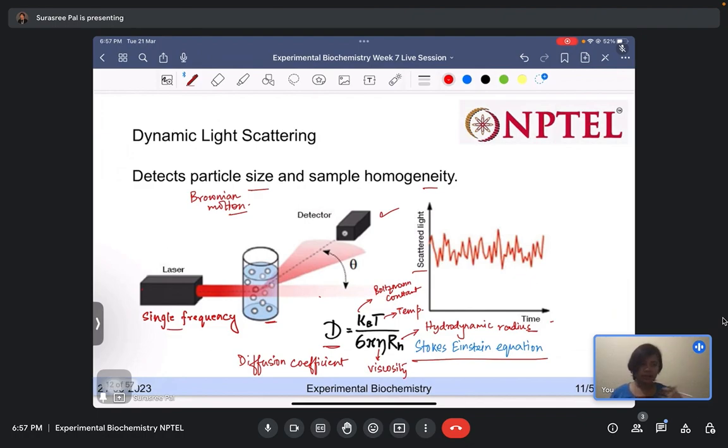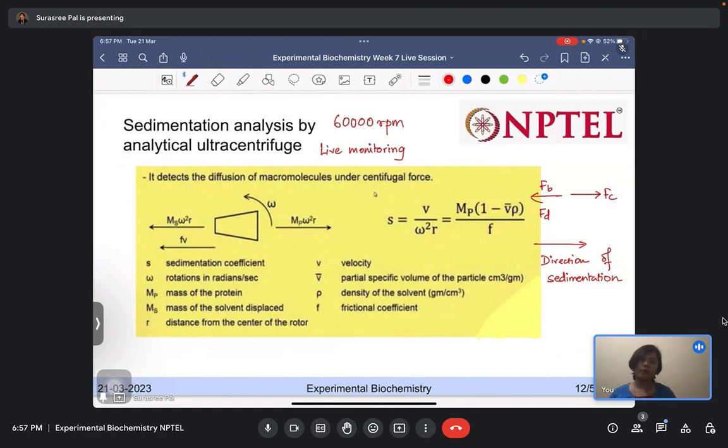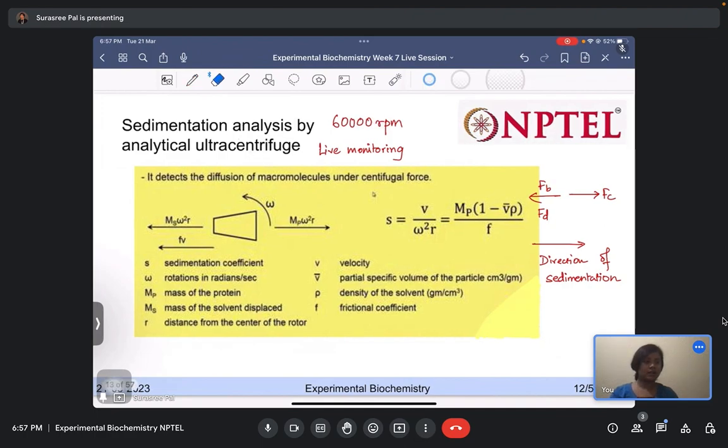The next experiment we can perform for determining the diffusion of macromolecules like proteins under centrifugal force is sedimentation analysis by analytical ultracentrifuge, or AUC. Analytical ultracentrifuge is a very high speed centrifuge machine. Its speed varies from 40,000 to 60,000 rpm, revolutions per minute, and 60,000 rpm is the maximum speed.